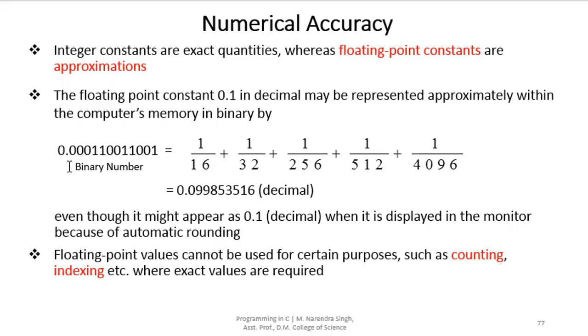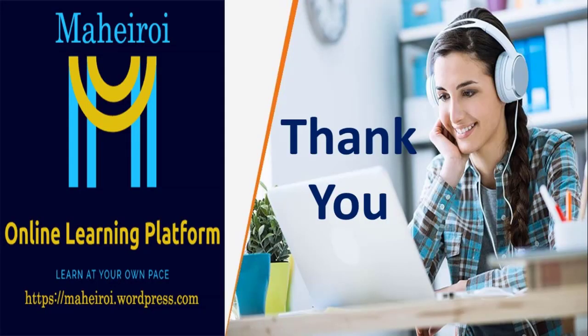Therefore, floating point values cannot be used for certain purposes such as counting, indexing, etc., where exact values are required. Remember this: integer constants are exact quantities, whereas floating point constants are approximations in the computer's memory, because we store the numbers in binary. In binary, it may not be possible to find the exact decimal equivalents, so we store approximate values. Therefore, floating point values cannot be used for certain purposes where exact values are required. That's all for now. Thank you everyone.